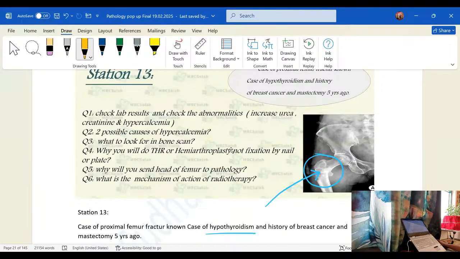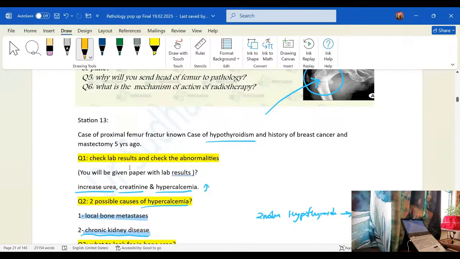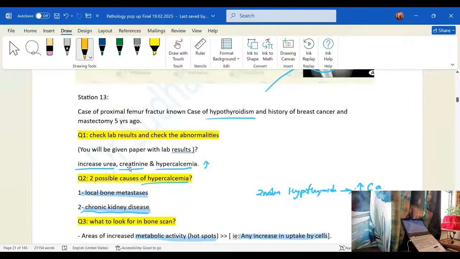Check the lab and check the abnormalities like increased urea, creatinine, hypercalcemia. Case of proximal femur fracture, known case of hypothyroidism, and history of breast cancer, mastectomy 5 years ago. Lab result: increased urea, increased creatinine, and hypercalcemia.